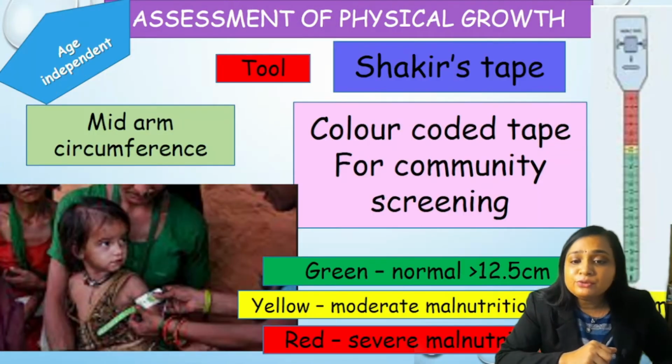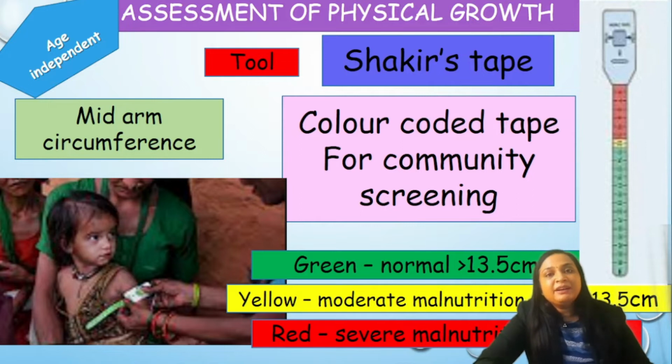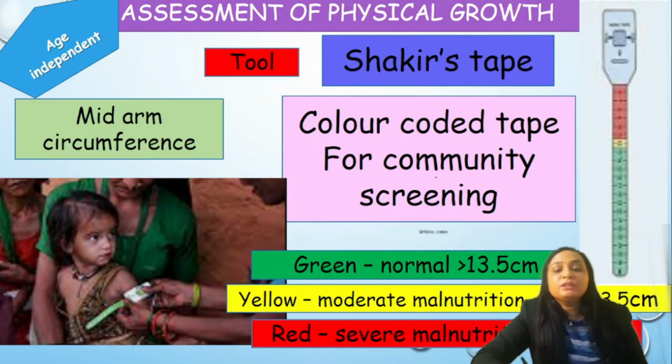Now we are going to discuss one more equipment for measuring the mid-arm circumference. Particularly it is used by community health workers, where she or he has to screen many children in a very small period of time. So this is Shakir's tape. It is a color-coded tape and it is for community screening.